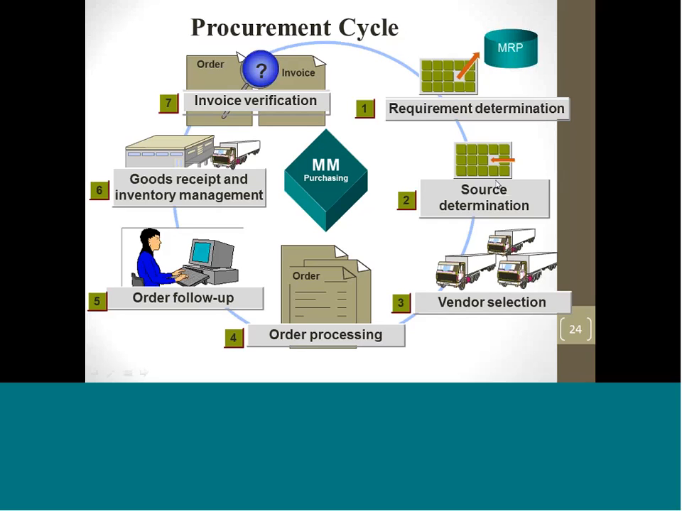From the requirement, we move to source determination. Source determination is finding out who is the best vendor in the market. Find all the vendors, and from that select the best vendor. After the best vendor selection, you do the order processing. I mean, you create a purchase order and give it to the vendor, and you keep intimating or reminding him. Once the follow-up is done and he sends the material, you do goods receipt of the material. Then finally, we have invoices. We check the invoices.